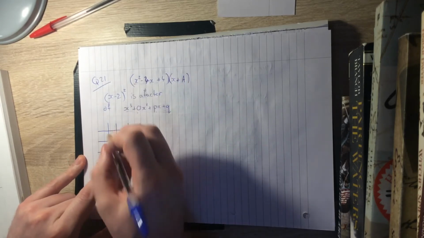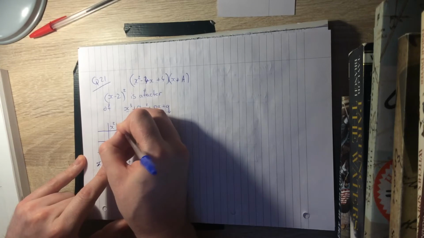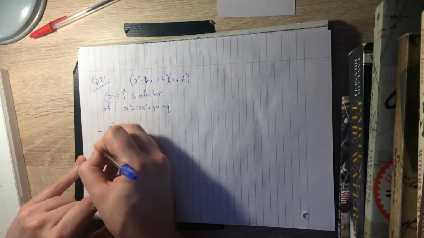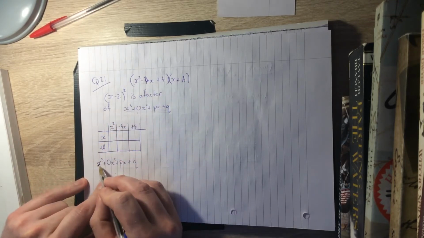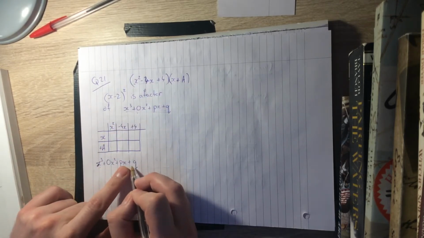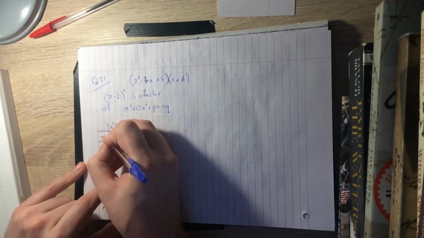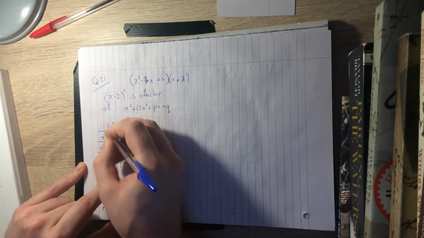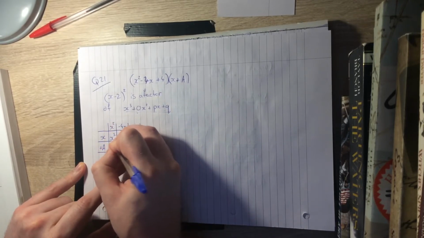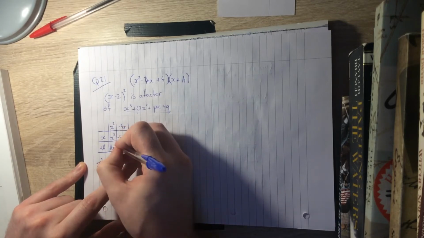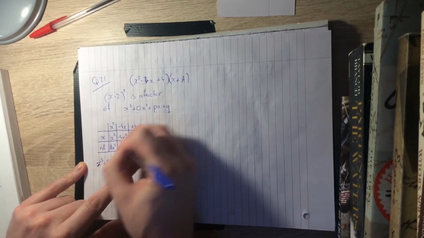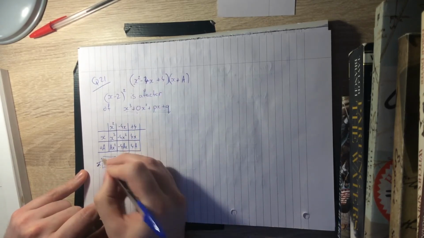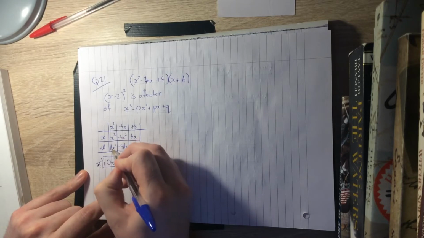But because we know it's a factor, we can say that x squared minus 4x plus 4 multiplied by x plus capital A will give us x cubed plus 0x squared plus px plus q. And filling in the boxes here, we get x cubed minus 4x squared plus 4x, plus Ax squared minus 4Ax, and 4A.